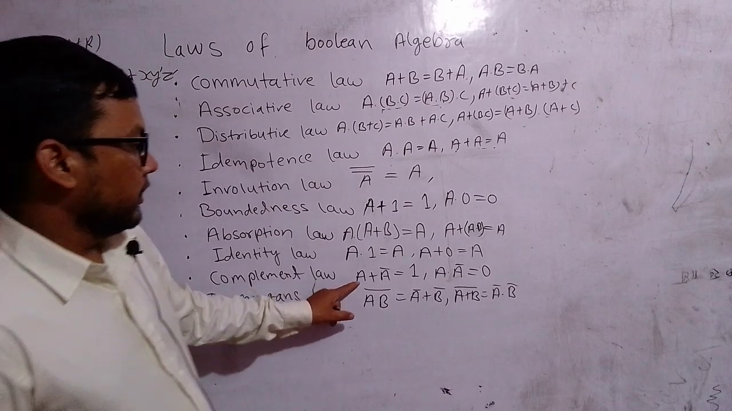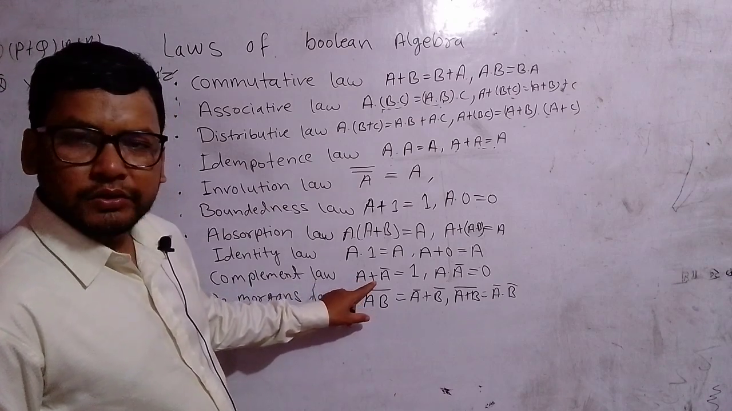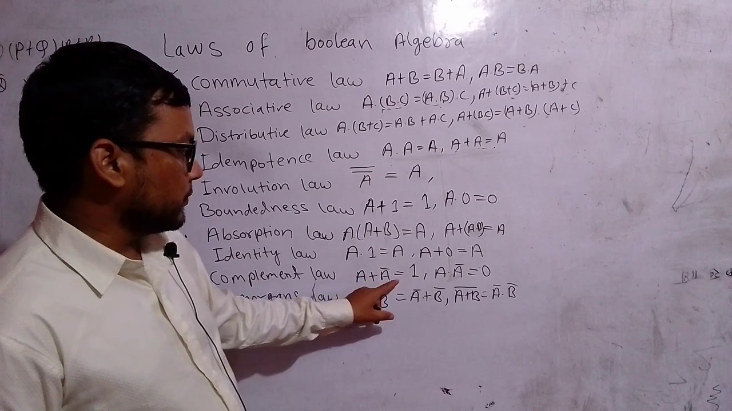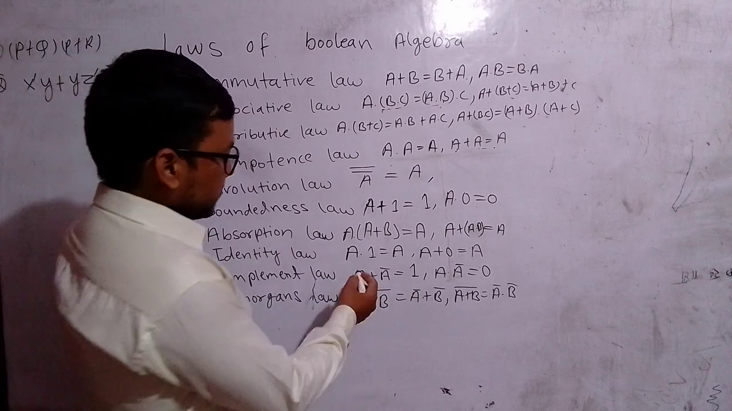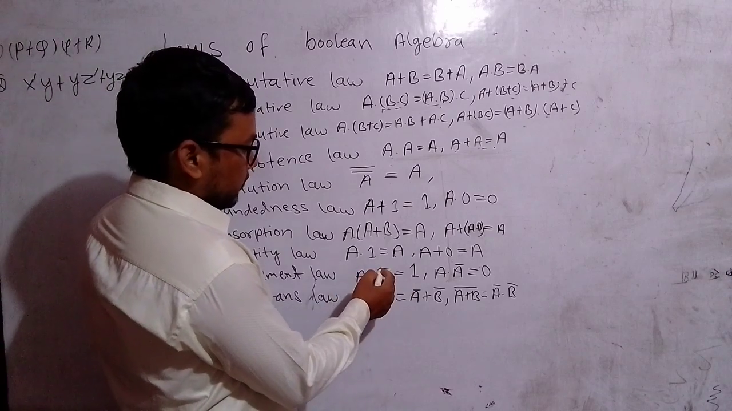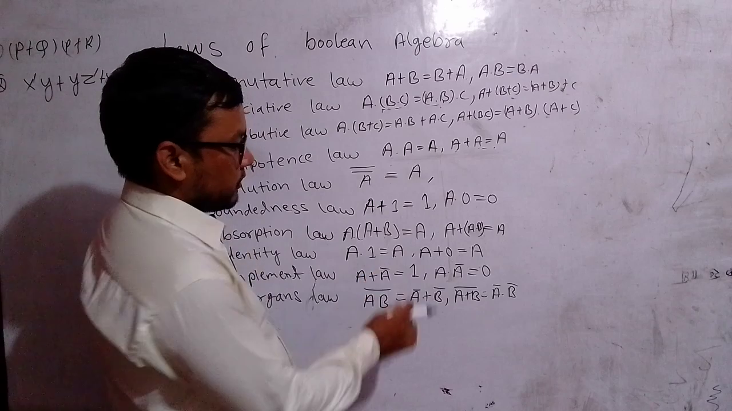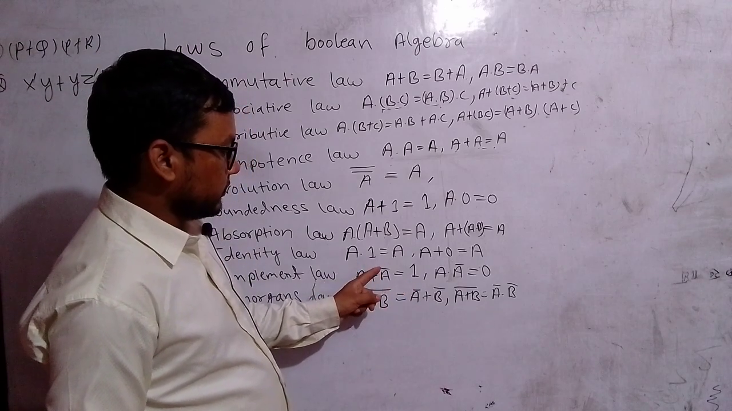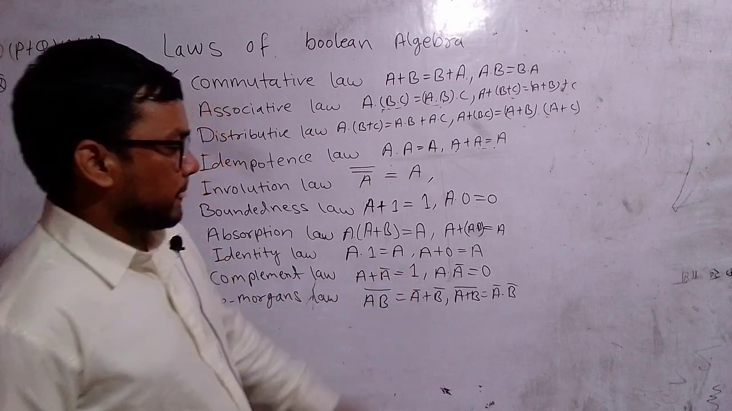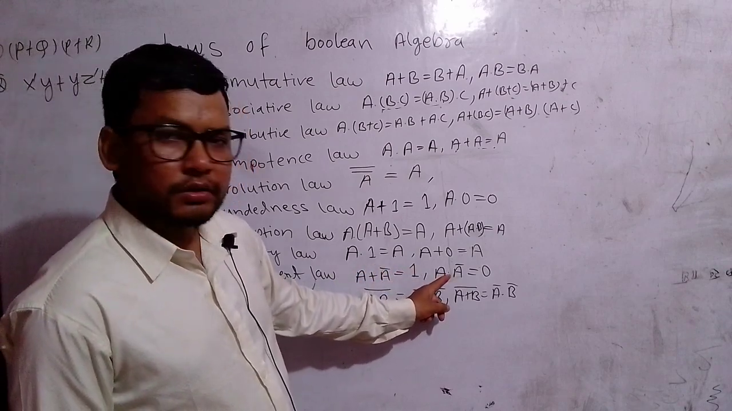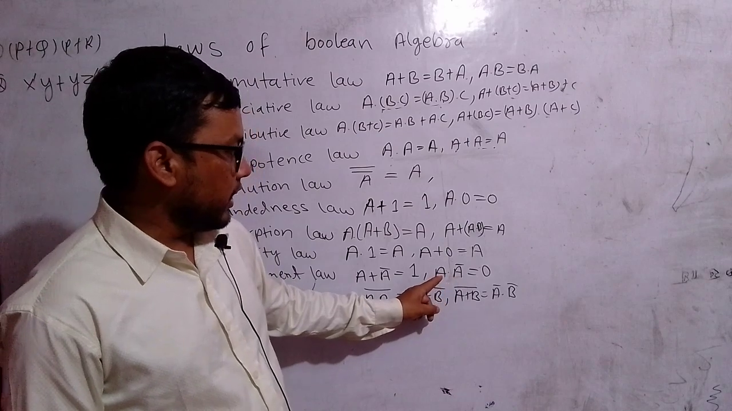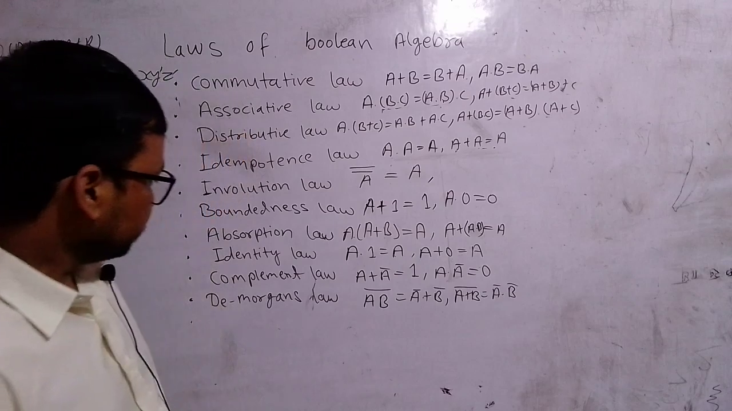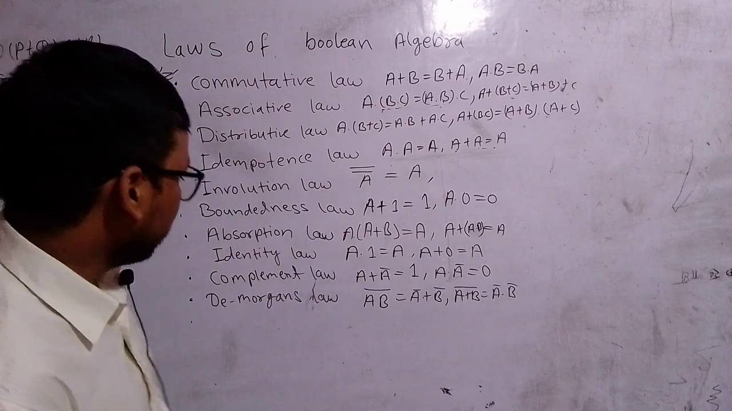Complement law. If we do summation of a variable with its complement, then it would produce 1. That means if A is equal to 0, then complement of A is equal to 1, 0 plus 1 is equal to 1. If A is equal to 1, then complement of A is equal to 0, 1 plus 0 is equal to 1. And for the product form, A dot A complement would always produce 0. This is called the complement law.